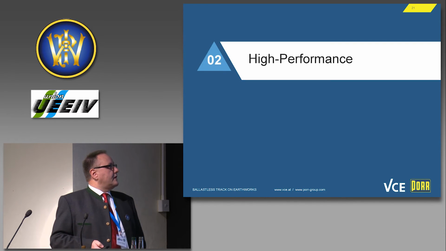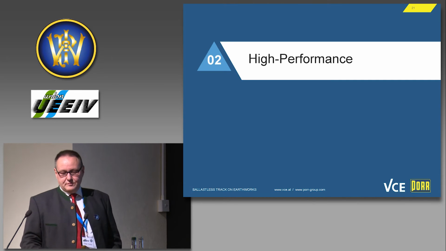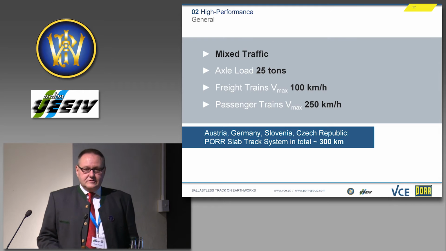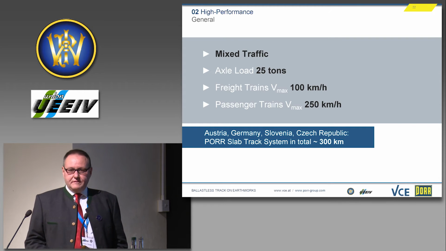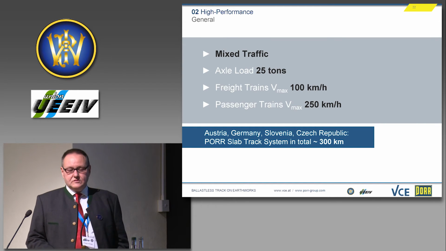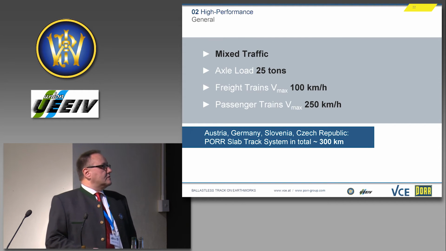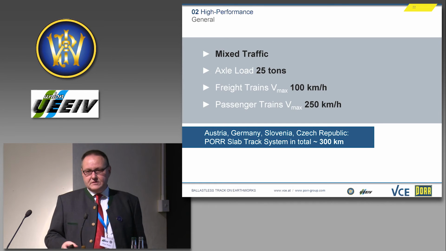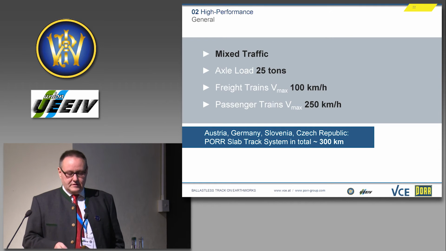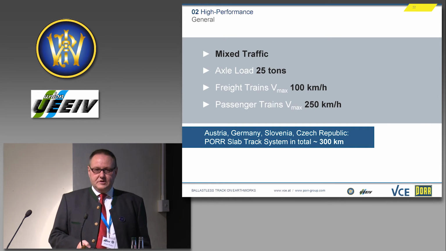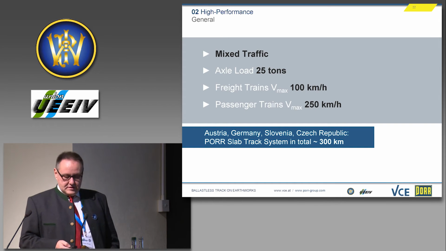So first, high performance lines. High performance lines is a typical operational case in Austria, where we run mixed traffic on the same line. We run heavy freight trains and passenger trains with large speeds on the same line. So we have there axle loads up to 25 tons. We have for the freight trains a speed of about 100 kilometers per hour, and for the passenger trains we have speeds of about 250 kilometers per hour. They are all running on the same track.